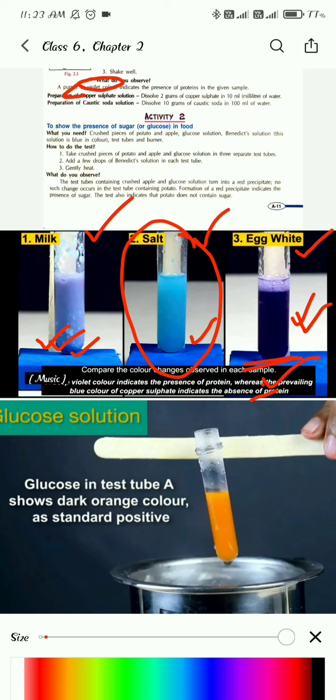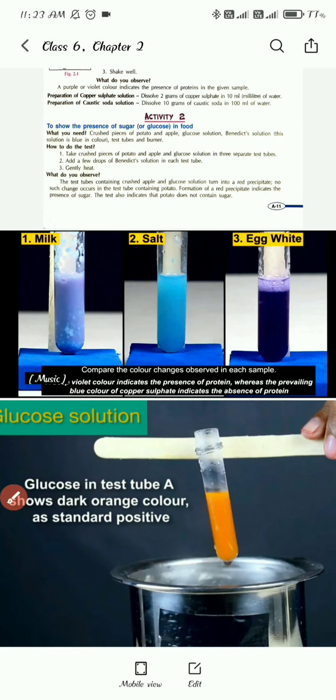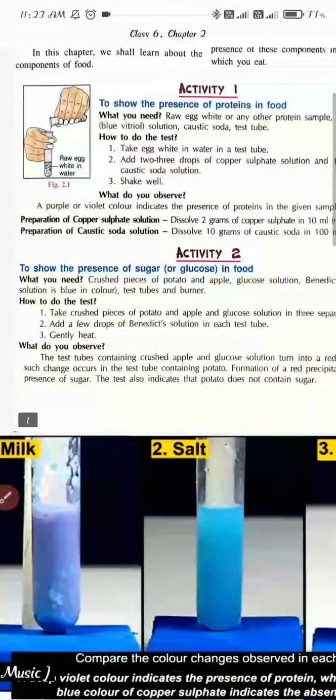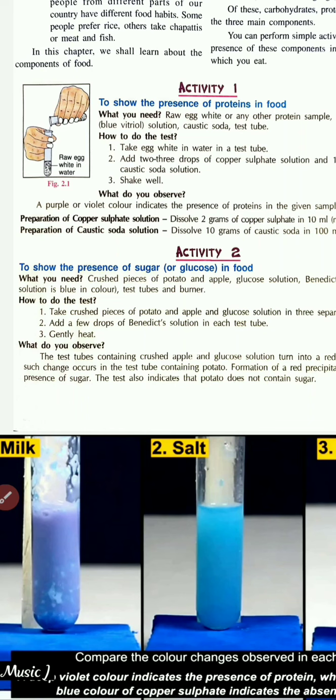So the violet color can prove that there is protein in the egg white. Yeah, so that is the first activity. Next, activity 2. In activity 2, you can see the presence of sugar or glucose in the food.